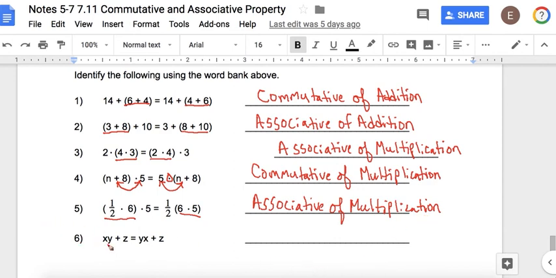And then the last one here, we have x times y plus z equals y times x plus z. So notice the x and the y changed order, and because we know that number in front of letter or letter in front of letter is multiplication, this is the commutative of multiplication.